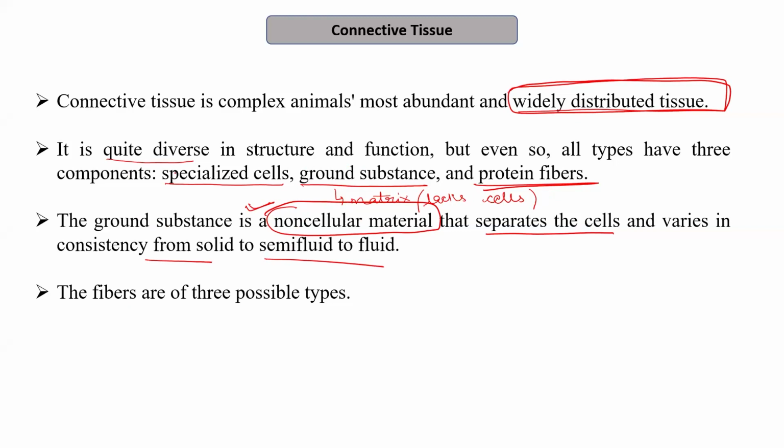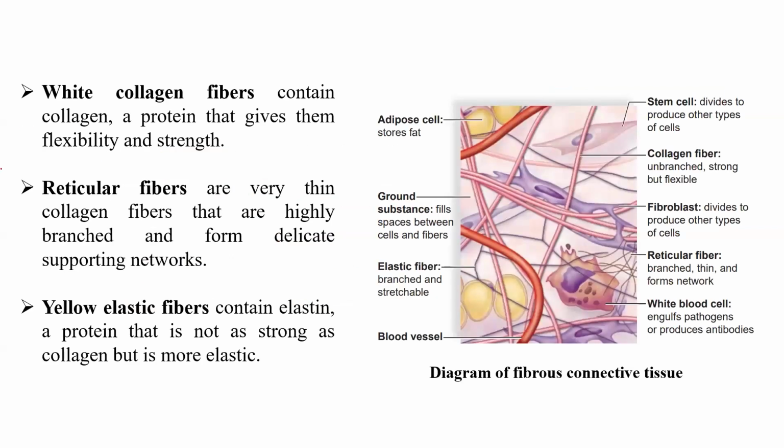Next, the fiber. We will discuss the type of specialized cells when we discuss the types of connective tissue. Every connective tissue has some specialized cells, and the fibers present in the connective tissue can be of three possible types. It can be white collagen fiber, reticular fiber, or yellow elastic fiber. So what is the function of each of these protein fibers, and how are they arranged?